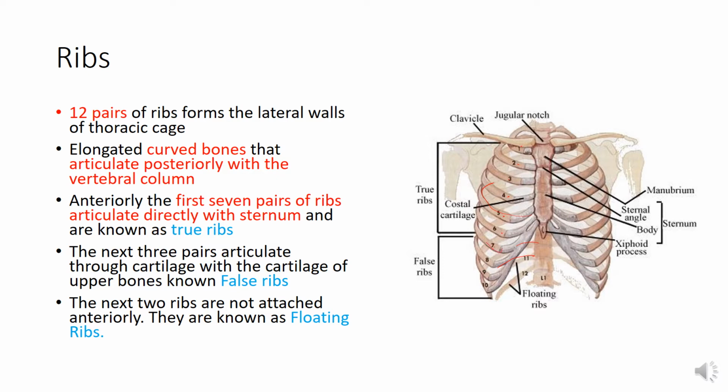The first seven ribs are articulating directly with the sternum. They are known as true ribs. The next three pairs articulate through cartilage with the cartilage of the upper ribs and they are known as false ribs. So 8, 9, 10 they are false ribs. They attach themselves to the sternum by the cartilage which is getting attached to the cartilage of the seventh rib. Now, the last two ribs are not attached anteriorly and they are also known as the floating ribs. So 11th and 12th ribs are floating ribs.